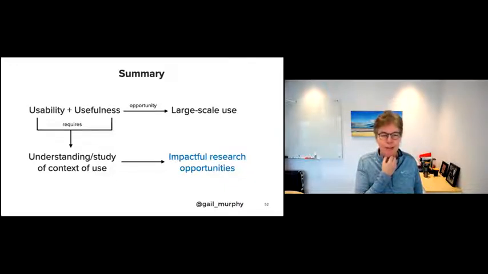To go back to the summary slide, I think it's all about how do we do more study of the context of use, which requires us to be a little bit more crisp about these terms of usability and usefulness. When we do the study, there are impactful research opportunities that we can study, publish, contribute to the literature. And when we do it, we start to increase the likelihood that we can take some of these tools and actually get them into use so that we can do that sort of continuum from interesting research insight into actual change of software development.